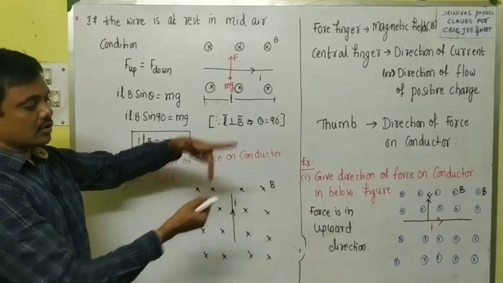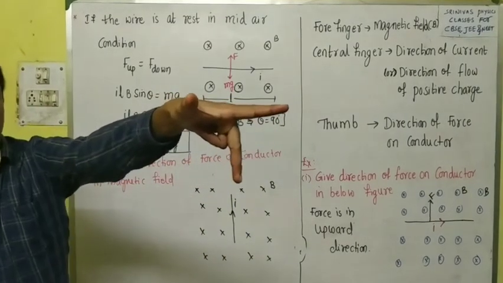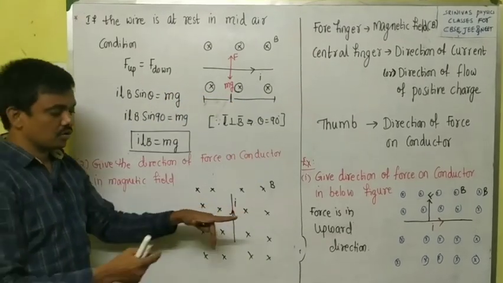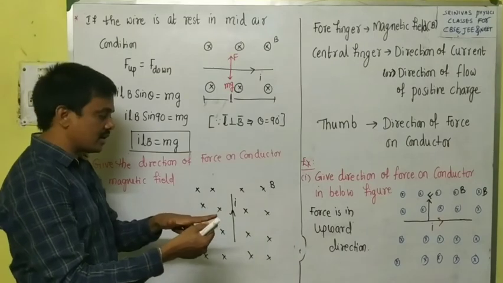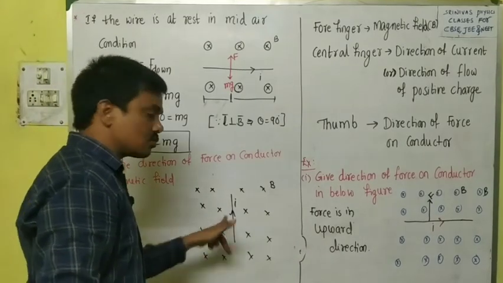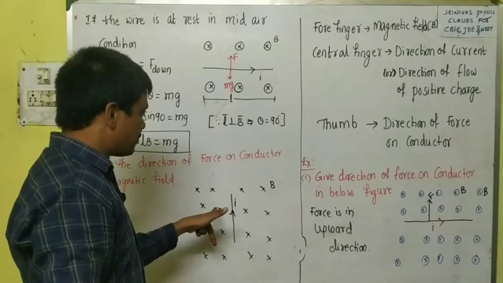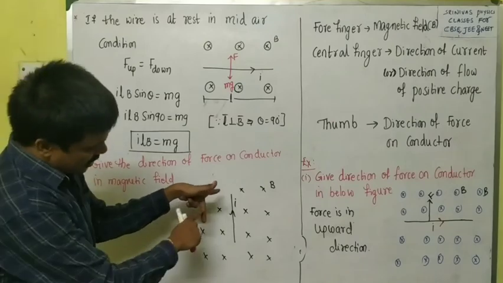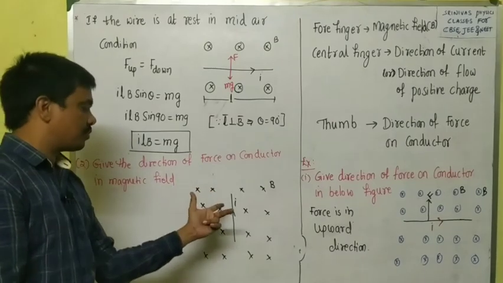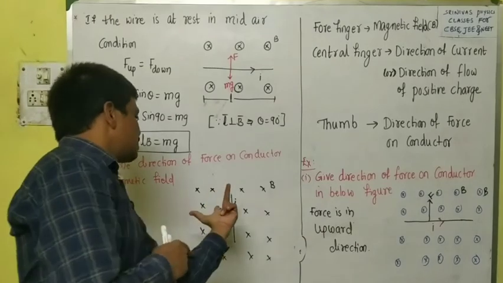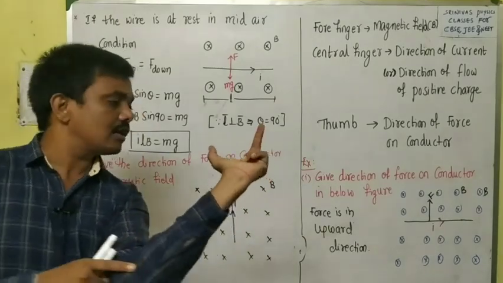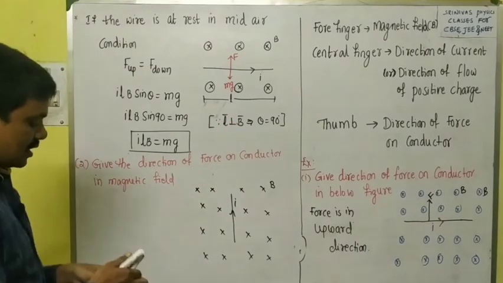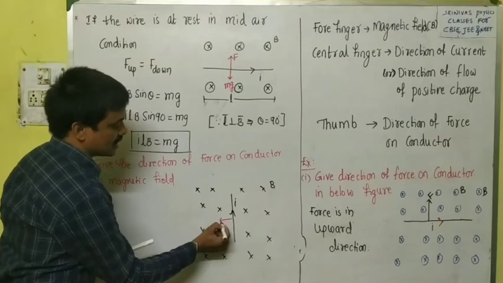Look at here. First of all, stretch the forefinger, central finger, and thumb perpendicular to each other. Then after that you have to arrange the forefinger in the direction of the field. Field is inward. Cross indicates into the board. Forefinger indicates the field inward, but the current is not here. The current is upward. Then the thumb indicates left side. That means the force on this conductor is left side.